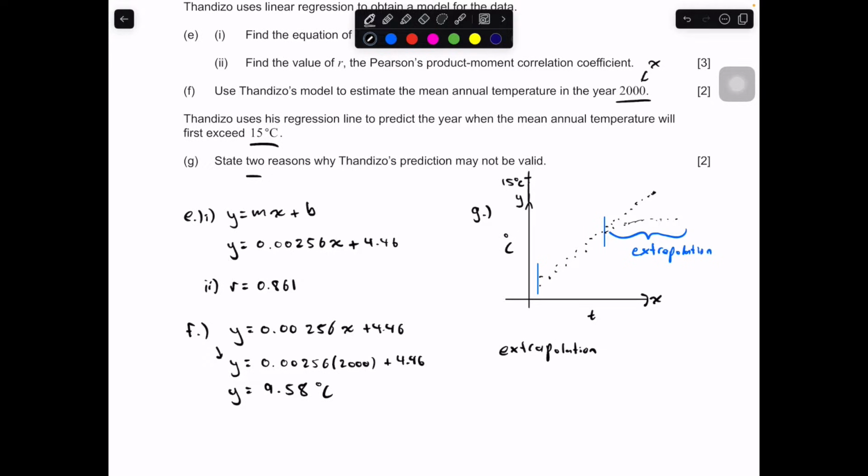The other reason is a little more complex, actually. What Thandiso is trying to do is he's trying to relate a y value right here, this 15 degrees, to an x value. So he's trying to relate an output to an input.